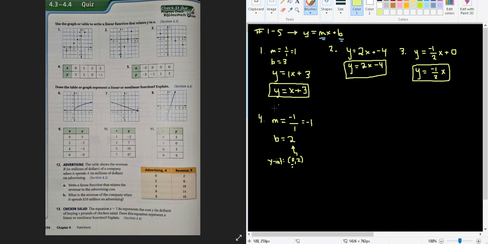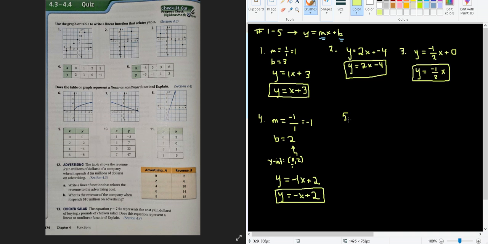So the question ultimately says write the linear function, so I need to write the equation. So use this information just like I did up here to write the equation y equals mx plus b, where m is -1 and b is 2. So y equals -1x plus 2, or you could simply say y equals -x plus 2, and that is the answer. But again, if you write it as the one I wrote right here, I'll still give it to you.